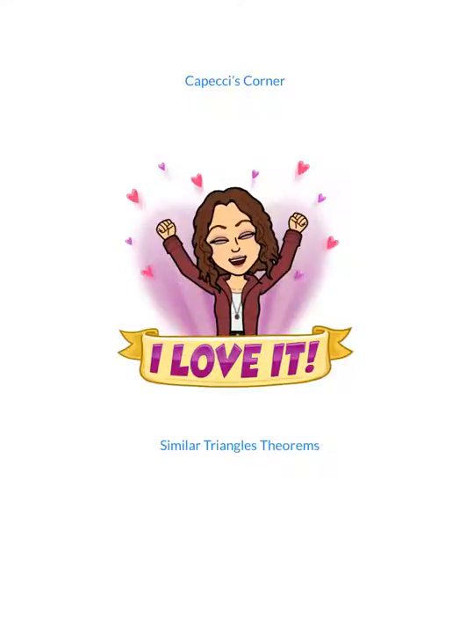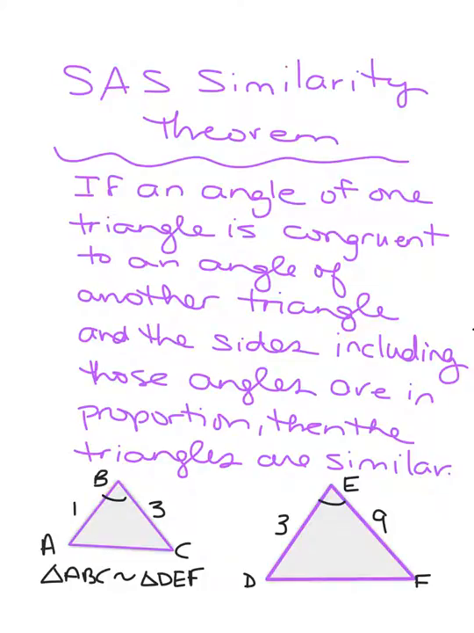Today on Capechi's Corner, we're going to look at similar triangles theorems. The first theorem is the SAS Similarity Theorem. It stands for side, angle, side. If an angle of one triangle is congruent to an angle of another triangle, and the sides including those angles are in proportion, then the triangles are similar.